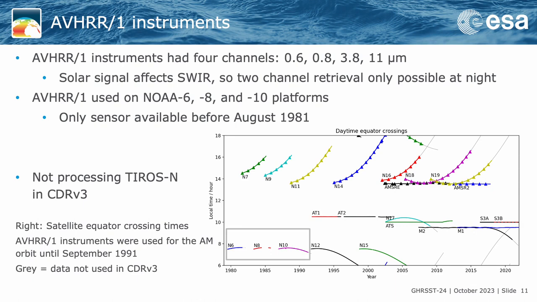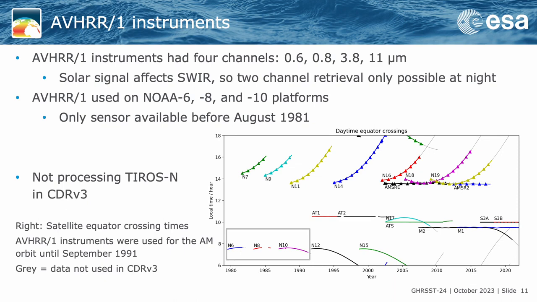The original instrument design used for the AVHRR1 instruments only had 4 channels, and it did not include a 12 micron channel, so was not capable of the traditional split window SST retrieval. However, they do have both 3.8 and 11 micron channels, which can be used for nighttime only optimal estimation retrieval.